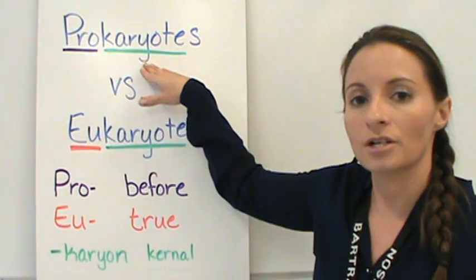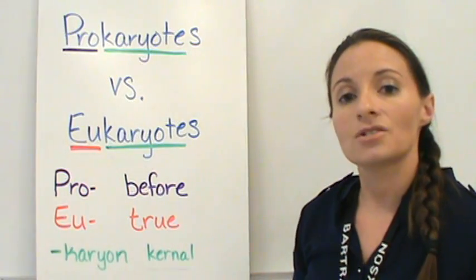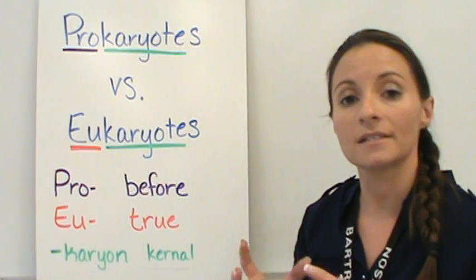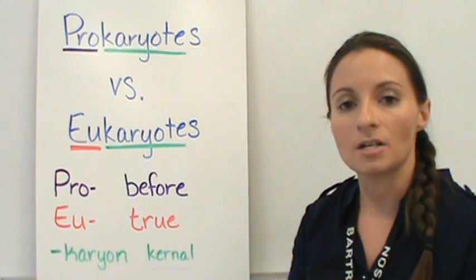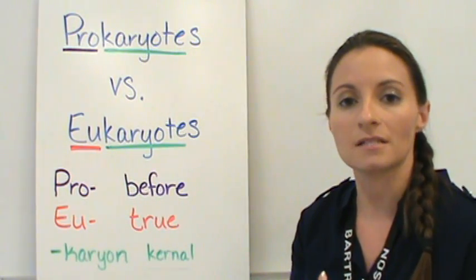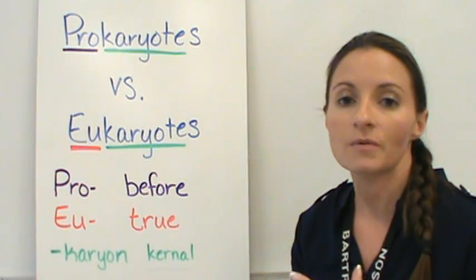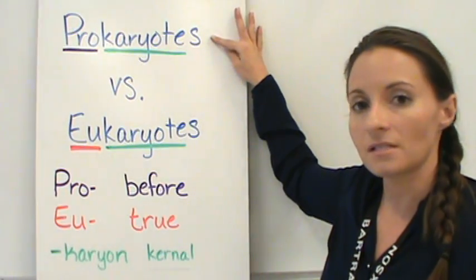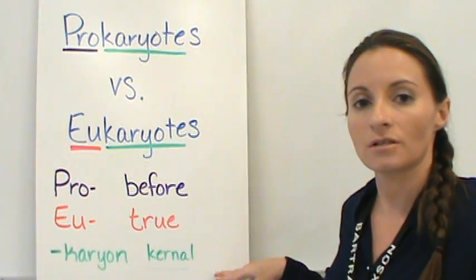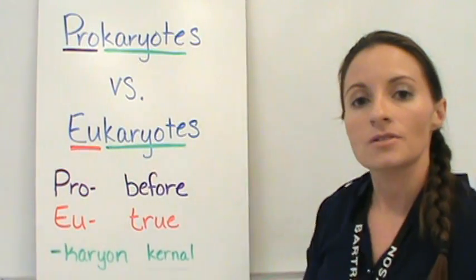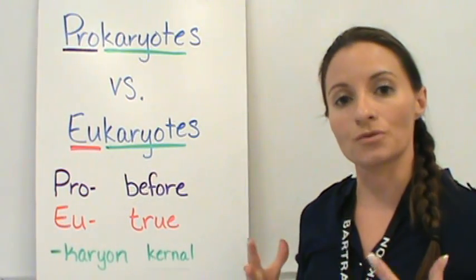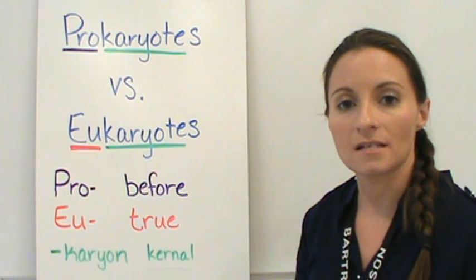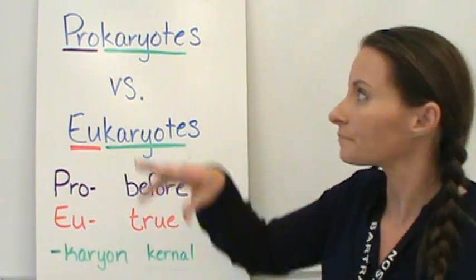Prokaryotes, before kernel, are cells that do not have a nucleus, the center piece that they are calling this kernel piece. The center piece of the cell being the nucleus, and so it's before a kernel, so it doesn't have a nucleus. So prokaryotes are cells that do not have a nucleus, and we have true kernel for eukaryotes. So they're cells that have a true nucleus, the nucleus inside the center of the cell, and that contains all of the DNA.